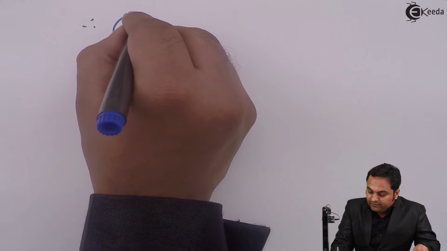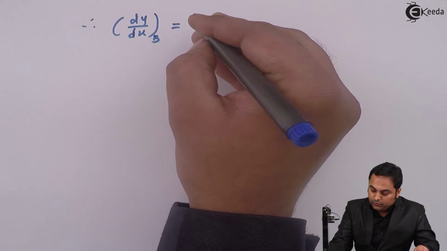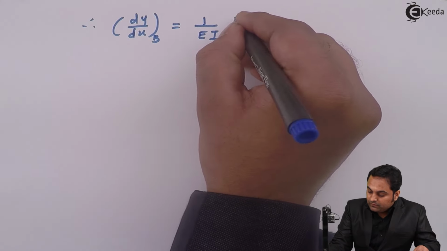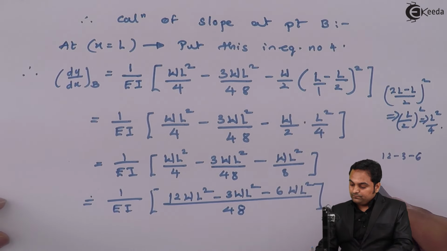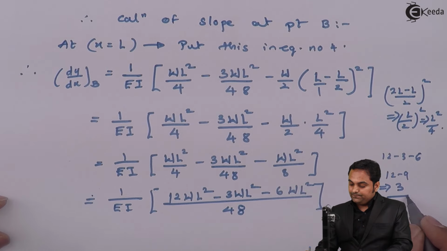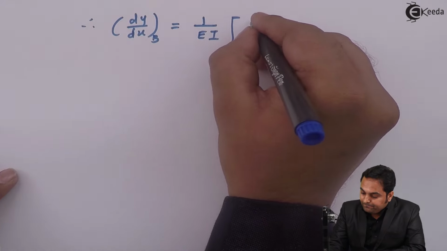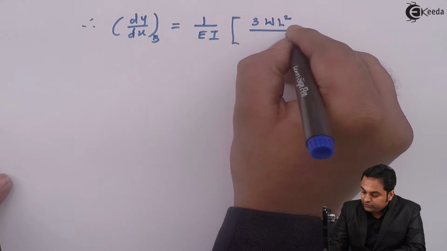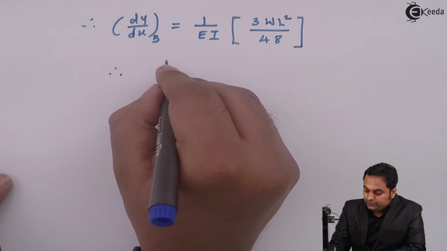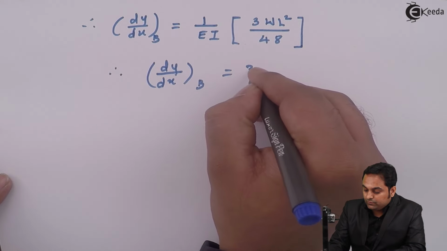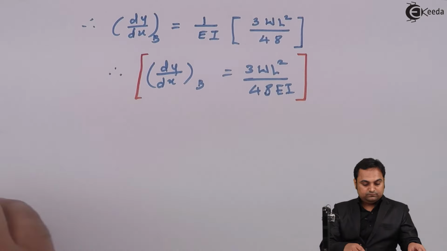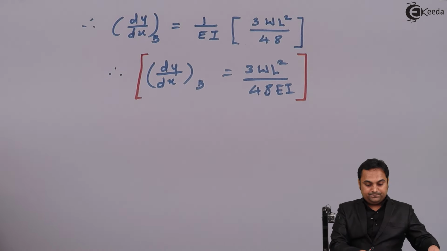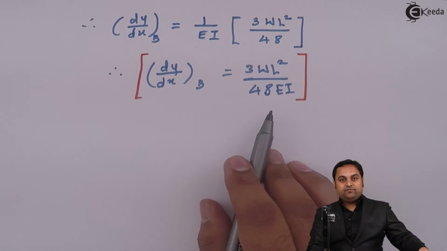Next, therefore dy by dx at point B will be equal to 1 upon EI. Now here we are having 12 minus 3 minus 6, 12 minus 9, that becomes 3. So we have 3WL square upon 48. So therefore dy by dx at point B is equal to 3WL square upon 48 EI. Now after reaching here, next here we have found out the slope at point B.